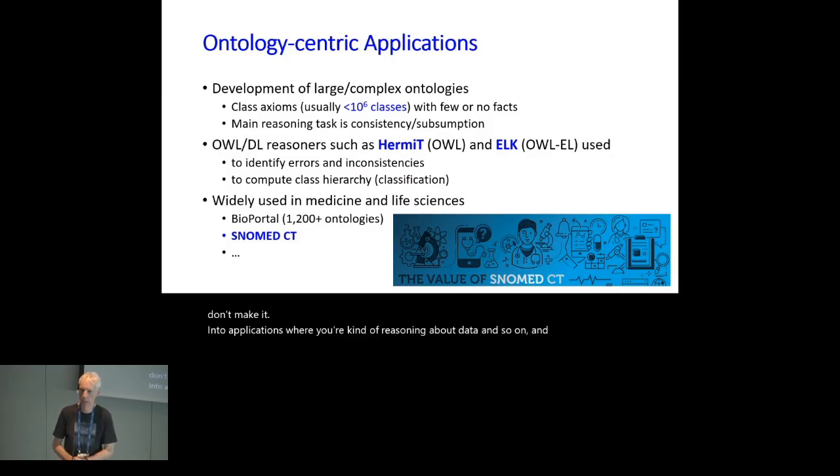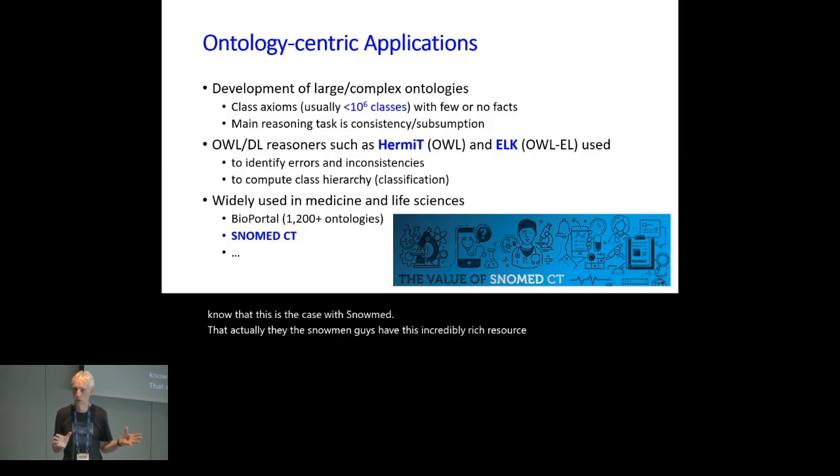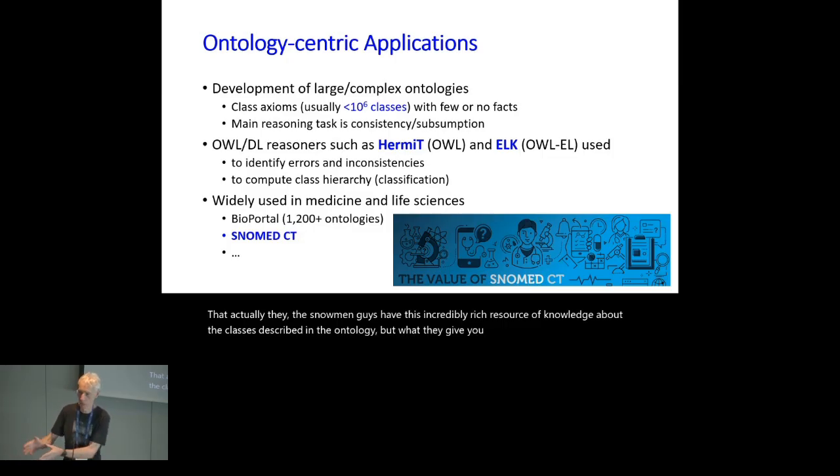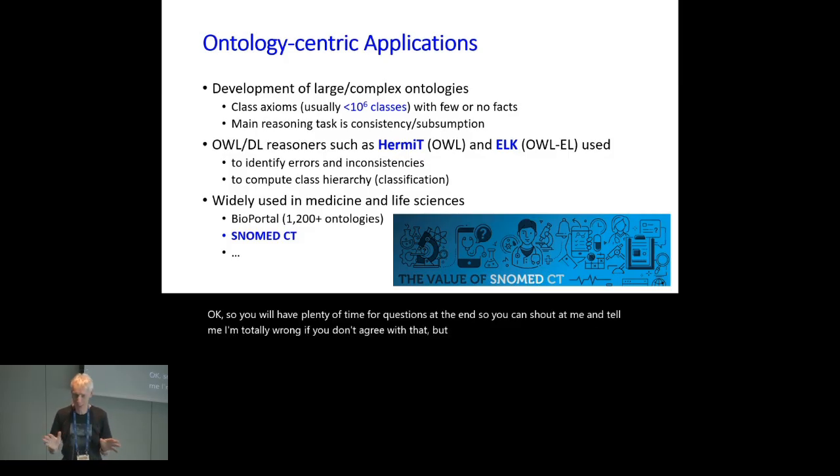And in particular, I know that this is the case with SNOMED, that the SNOMED guys have this incredibly rich resource of knowledge about the classes described in the ontology, but what they give you if you ask for an export of SNOMED is typically just the class hierarchy. Okay, so we'll have plenty of time for questions at the end, so you can shout at me and tell me I'm totally wrong if you don't agree with that. But that's the way it seemed to me.